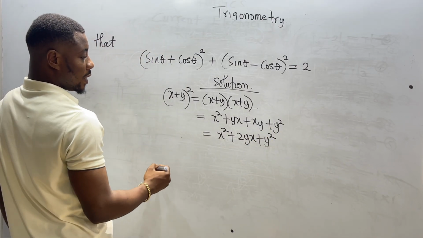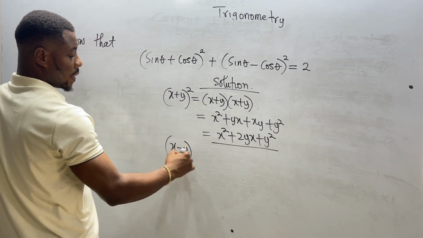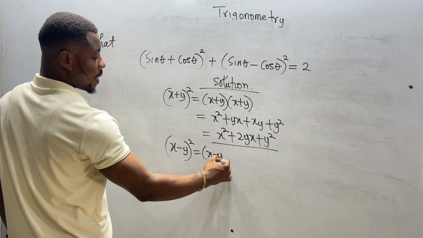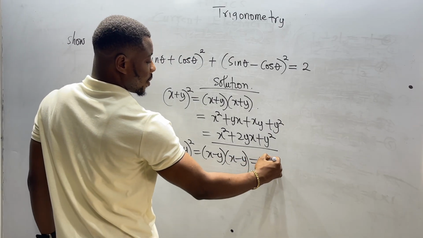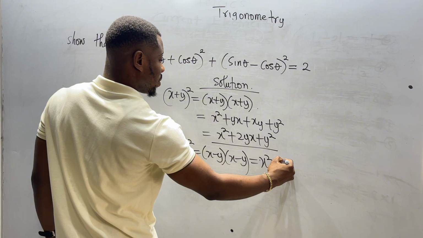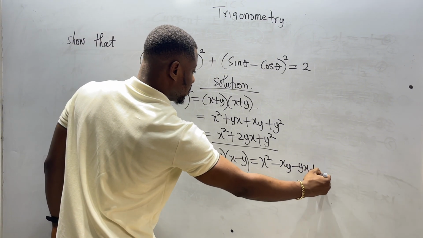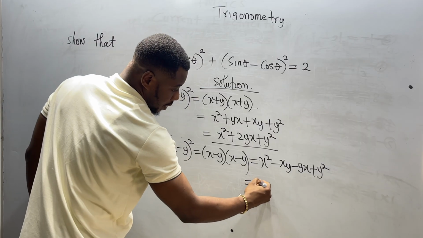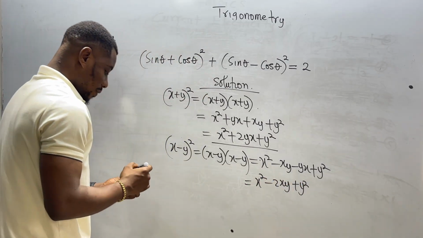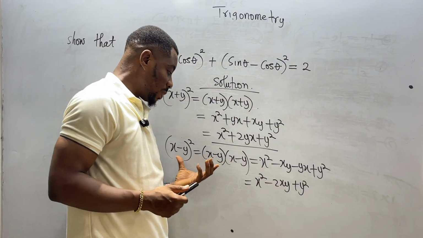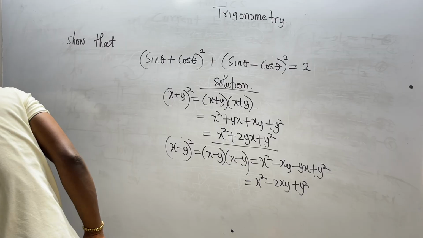Now let's do the same thing for expanding x minus y squared. This gives us x minus y into x minus y. This gives us x squared minus xy minus yx plus y squared. So this gives us x squared minus 2xy plus y squared. So if I expand this properly, I'm going to get this. If I expand this properly, I'm going to obtain this.